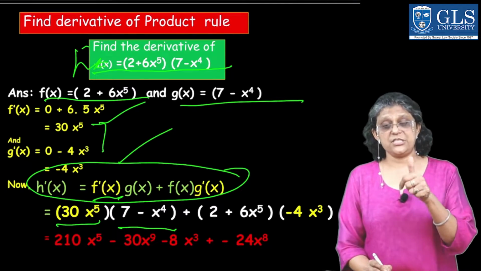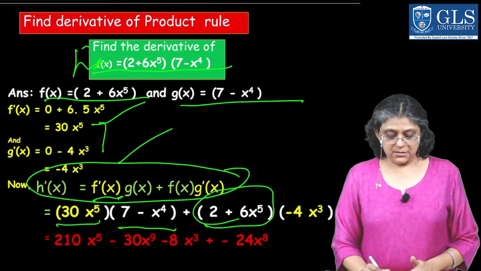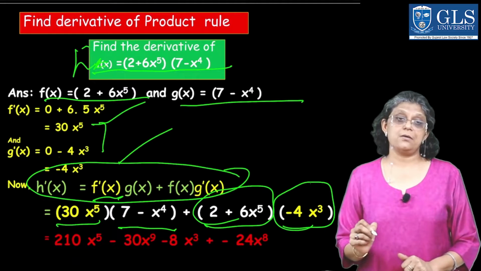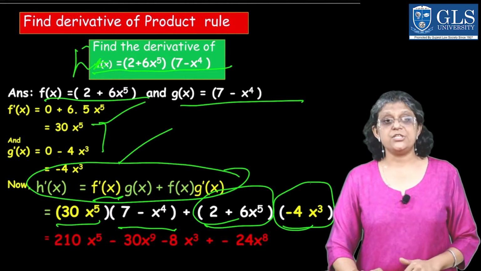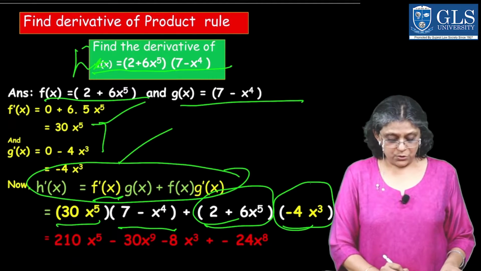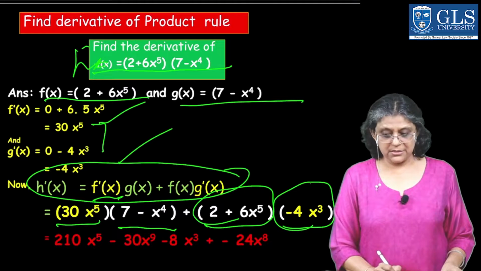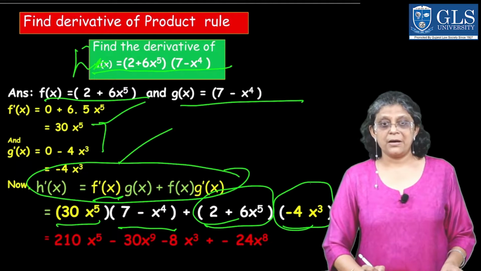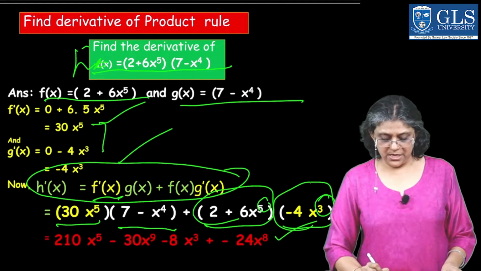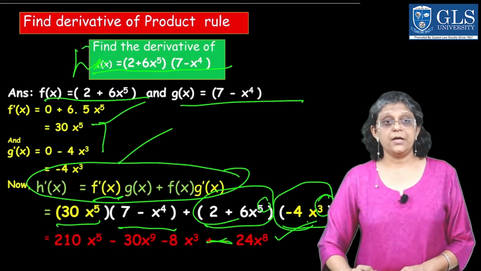The given function g(x) is f(x) as it is, and minus 4x³ is nothing but the derivative of g(x). Clear? Now what we have here is 210x⁵ minus 39x⁹ minus 8x³ plus or minus, multiplying 24x⁸. This 3 and this 3 — what happens? 5 and 3 turns out to be 8, and plus and minus gives this minus sign at the last. Clear now?